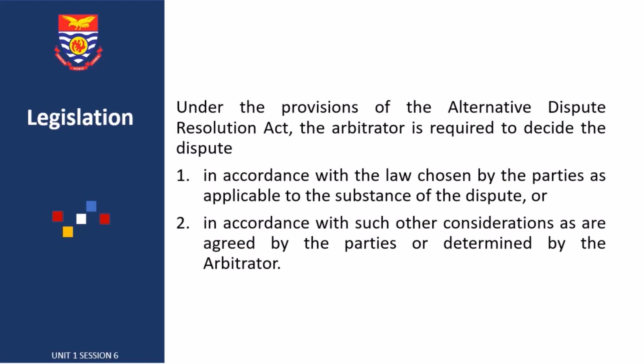You should understand that arbitrators are required to decide cases based on the laws chosen by the parties. The law that will be chosen by the parties is what the arbitrator will follow. So the arbitrator must apply the law chosen by the parties as the applicable law to the substance of the case. So the parties may state that the applicable law should be the laws of Ghana. So the laws of Ghana become the applicable law that they have chosen.